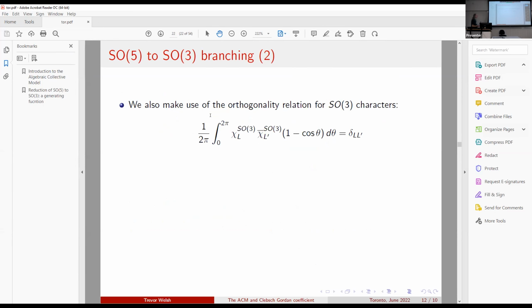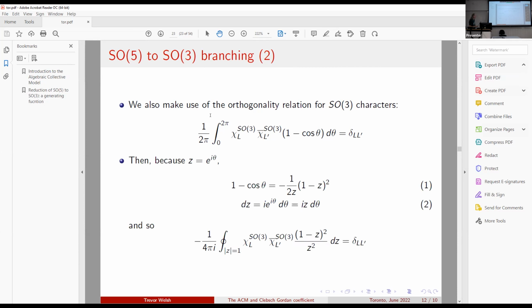We also have an orthogonality relation for characters, since all the characters of Lie groups are based on an orthogonality relation. We have the product of a character with the complex conjugate of a different character, multiplied by the Haar measure on the space. That's what the Haar measure looks like for SO3, it's simply 1 minus cos theta. The orthogonality relation is the integral of that between 0 and 2 pi, and that is 1 when L and L prime are equal, 0 otherwise.